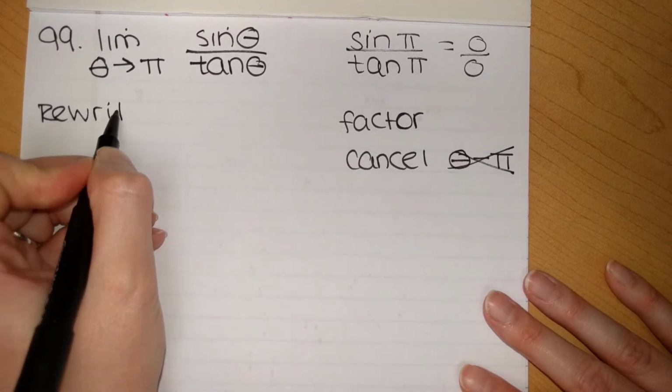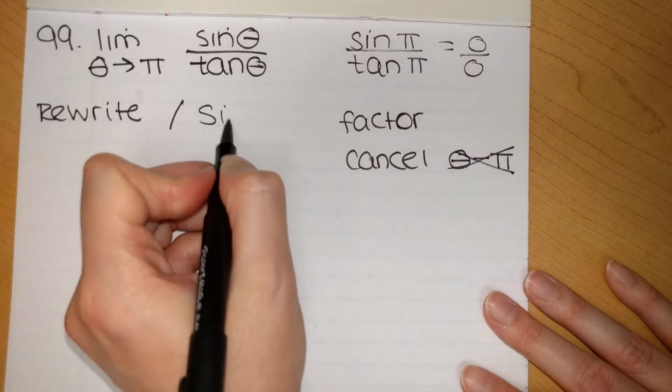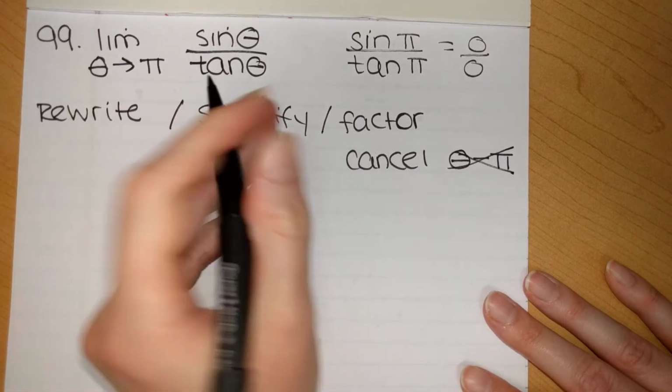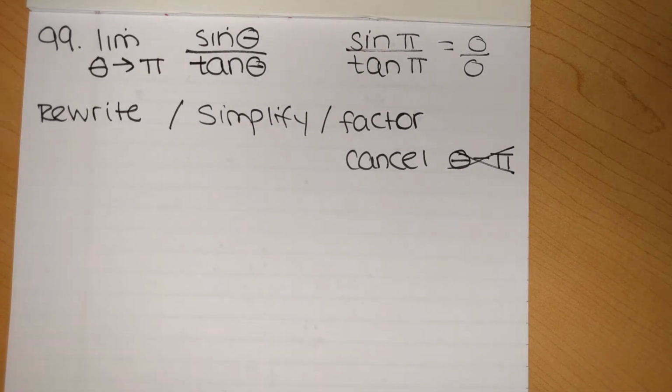We're going to simplify first, or factor, or multiply by the conjugate. But that usually is the first line. If you can't factor it, then you've got to come up with some other way to simplify.